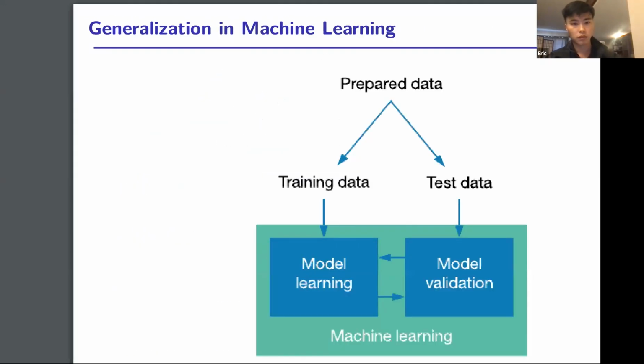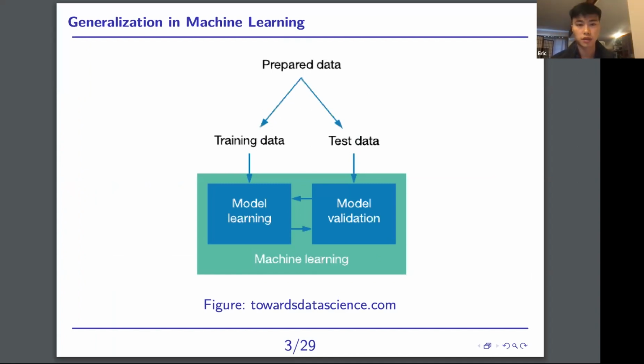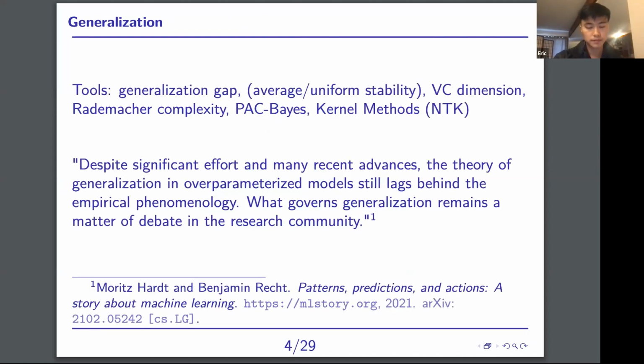When we talk about generalization in machine learning as practitioners, there's a very common setup where you have some data and split it randomly into training data and test data. What we think of as generalization is how well the model does on the unseen test data once you train it on the training data. This is a casual practitioner's understanding of generalization.